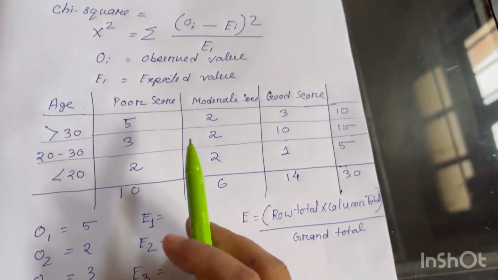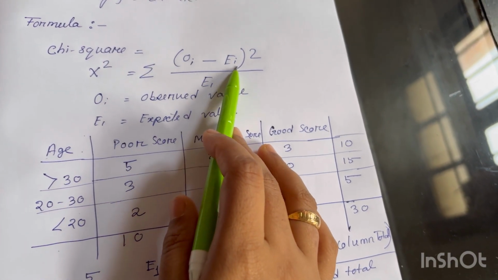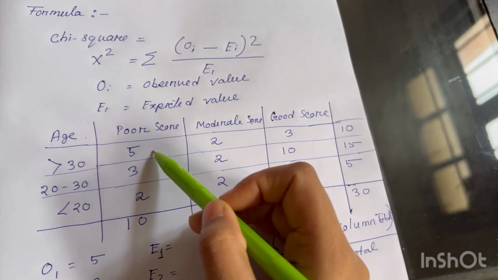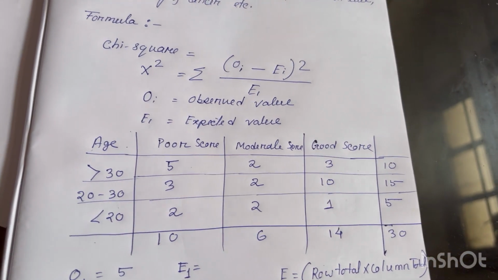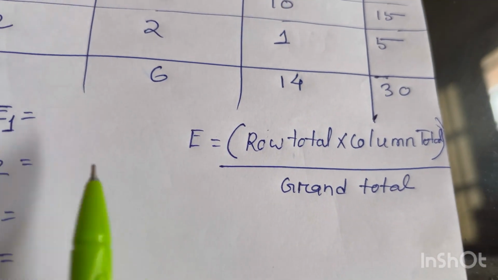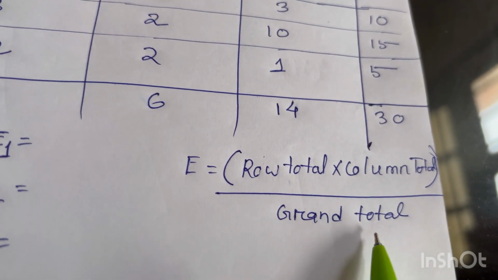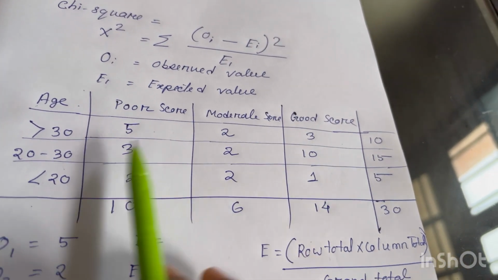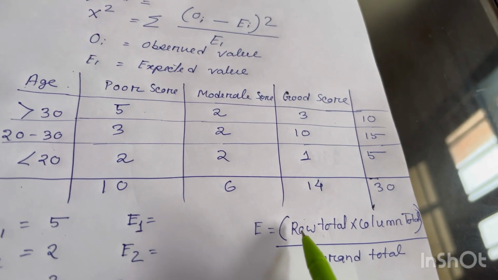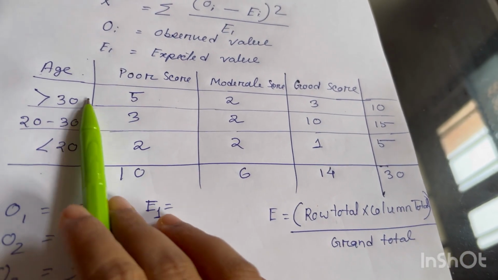Now, as you can see, the chi-square formula is observed value minus expected value. We already have the observed value, now we need an expected value. To calculate that, the formula for the expected value is row total into column total divided by grand total. So from this contingency table, we have to calculate the row total and the column total.